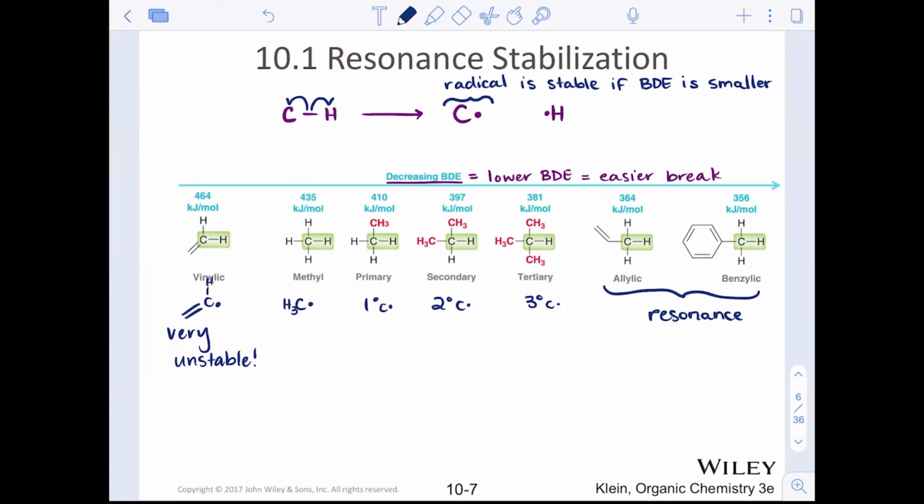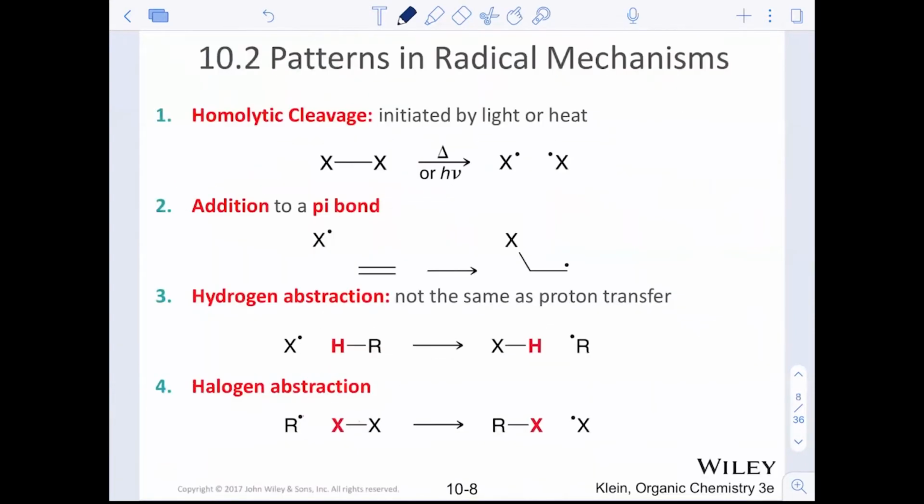So looking at these values, we can start to realize that the easier something is to break off homolytically, that results in a more stable radical product after that reaction. Couple of different patterns, just like we've seen patterns before in heterolytic reactions. We're going to talk about these homolytic patterns as well. Klein has a very nice chart in the textbook, which we'll be filling in right here with the mechanisms.